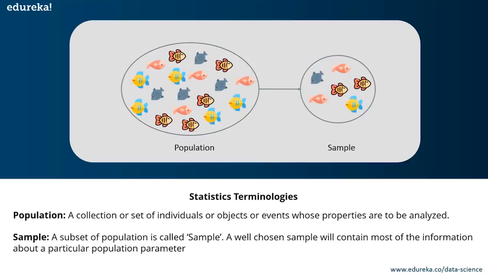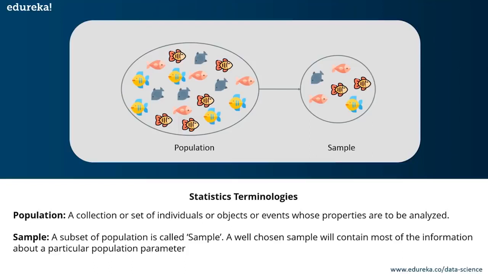Now, population is a collection or a set of individuals or objects or events whose properties are to be analyzed. Basically, you can refer to population as the subject that you're trying to analyze. A sample, just like the word suggests, is a subset of the population. So you have to make sure that you choose the sample in such a way that it represents the entire population. It shouldn't focus on one part of the population. Instead, it should represent the entire population. That's how your sample should be chosen.